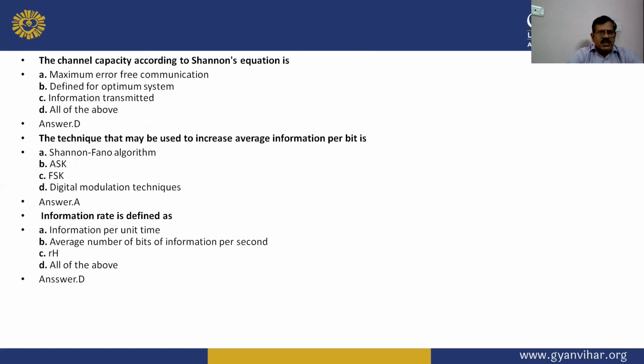The channel capacity according to Shannon's equation is: option A, maximum error-free communication; option B, defining the optimum systems; option C, information transmitted; option D, all of the above. So the correct answer is D.